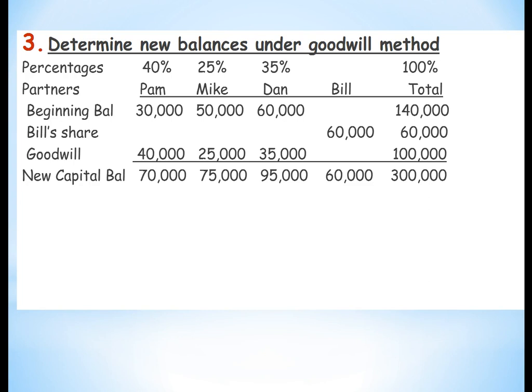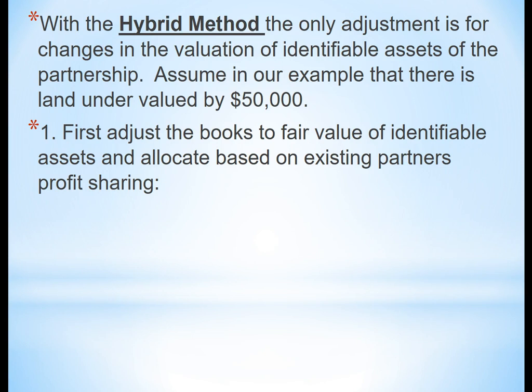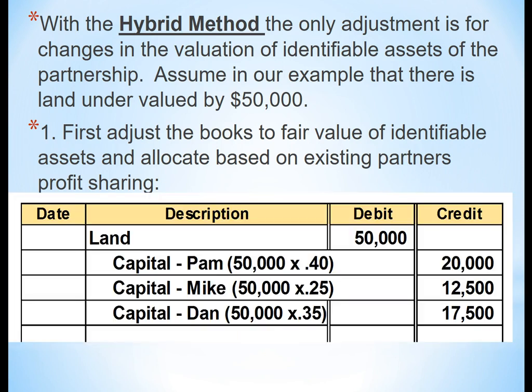Now, what happens if instead they decide, let's use the hybrid method? When using the hybrid method, the only adjustment is for changes in the valuation of identifiable assets of the partnership. Assume in our example that there is land undervalued by $50,000. First, we have to adjust the books to the fair value of the identifiable asset and allocate it based on the existing partners' profit sharing. So in this case, we would increase our land account, then allocate it to Pam, Mike, and Dan based on their profit sharing.